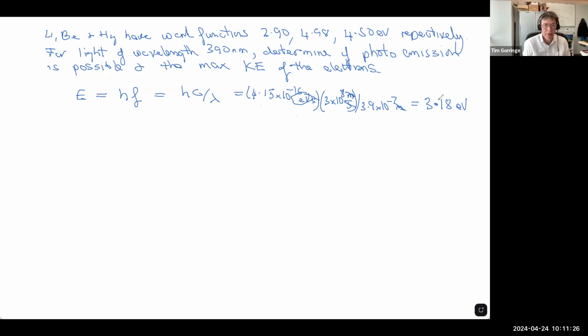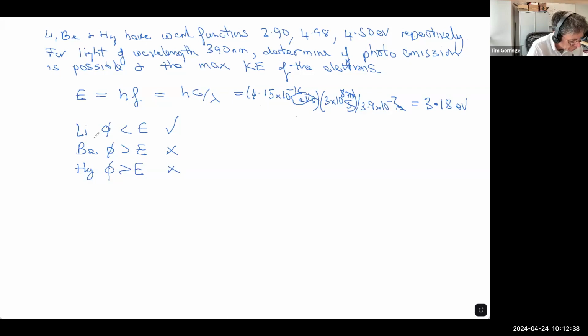Well, to determine if light of this wavelength and these energy packets can emit photoelectrons from lithium, beryllium, mercury, all we've got to do is compare the energy of the photons of light with the work functions, which is an energy, of the different materials. If the photons have an energy that is greater than the work function of the material, that means that we can lift those electrons out of the metal. If the photons have an energy less than the work function of the material, then those photons can't lift the electrons out of the material.